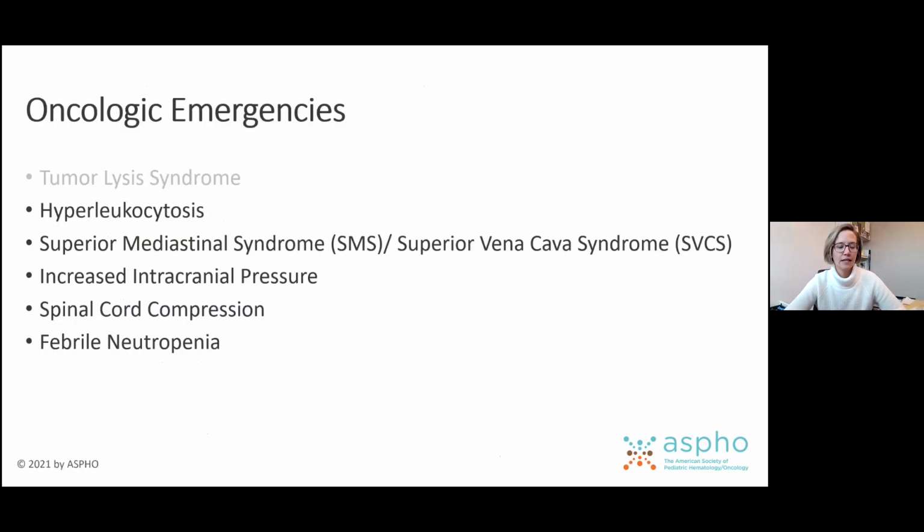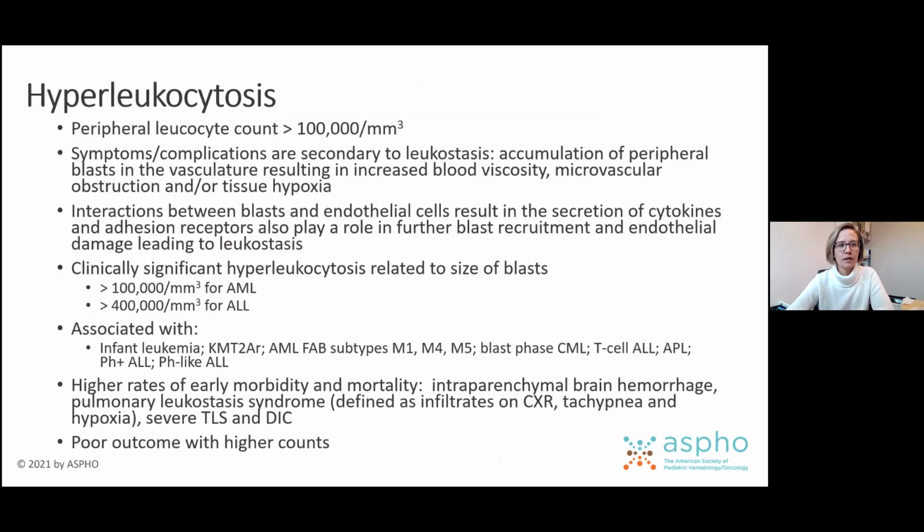So moving on, next we'll talk about hyperleukocytosis. Hyperleukocytosis is technically defined as a peripheral white blood cell count greater than 100,000. This can lead to multiple different complications, most of which are related to leukostasis, or the accumulation of the blasts within the vasculature, which results in increased blood viscosity, and then microvascular obstruction, and then tissue hypoxia.